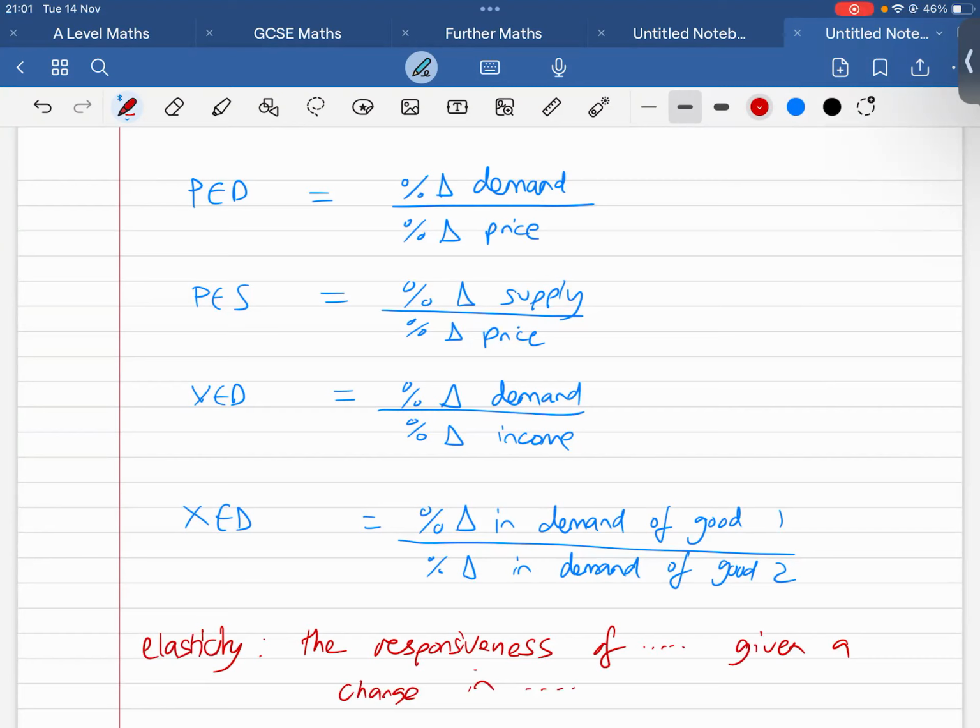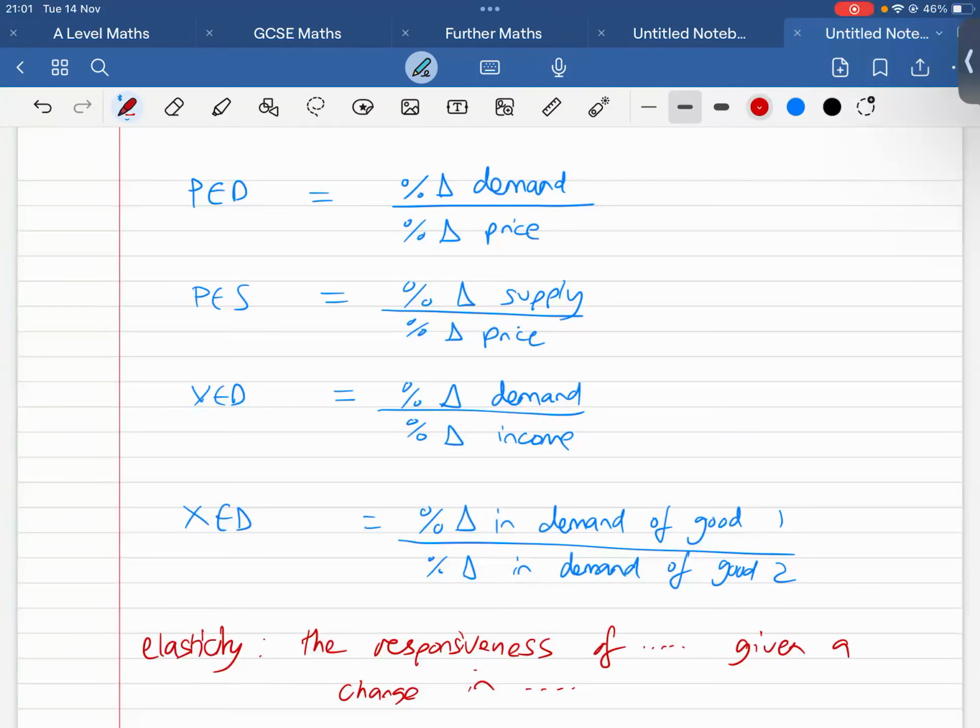All of these are formulas, and you say the formula if they ask for the definition, but you can say it in words. All you have to do is say the responsiveness of da da da given a change in da da da. So PED is the responsiveness of demand given a change in price. PES is the responsiveness of supply given a change in price. Does that make sense?